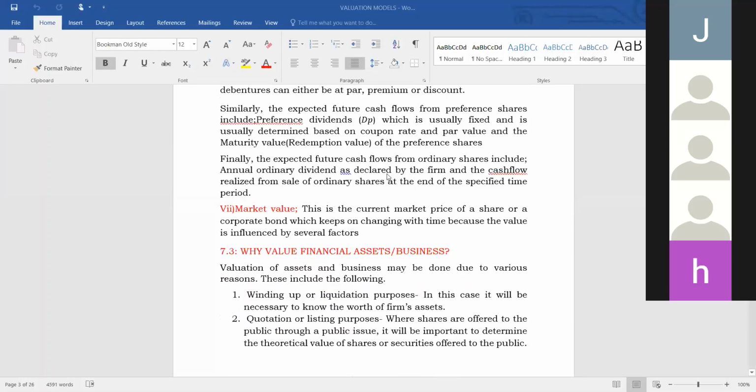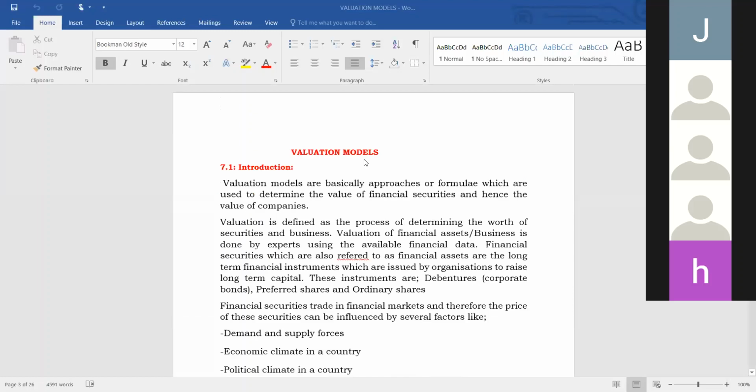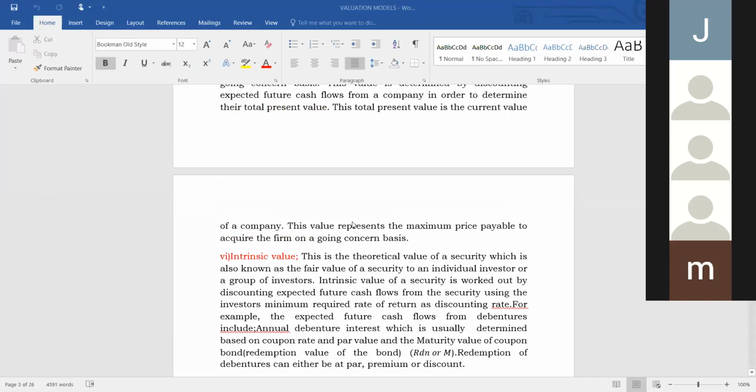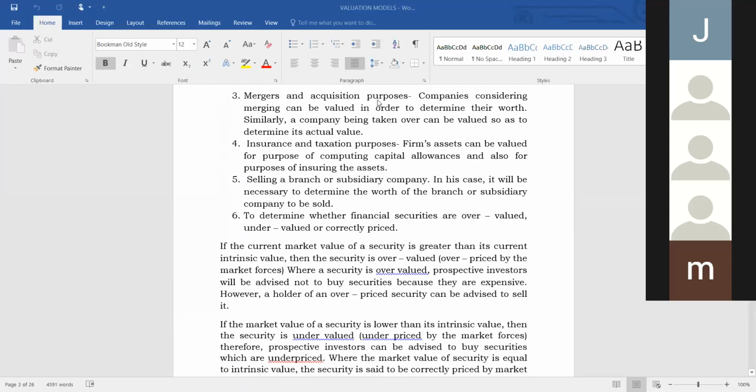I also talked about these general concepts. I explained what valuation is. I talked about the concept of value, book value, liquidation value, substitution, replacement value, going concern value, and so forth. I also talked about the rationale for valuing assets or business. Why value assets or business? I gave various possible reasons.